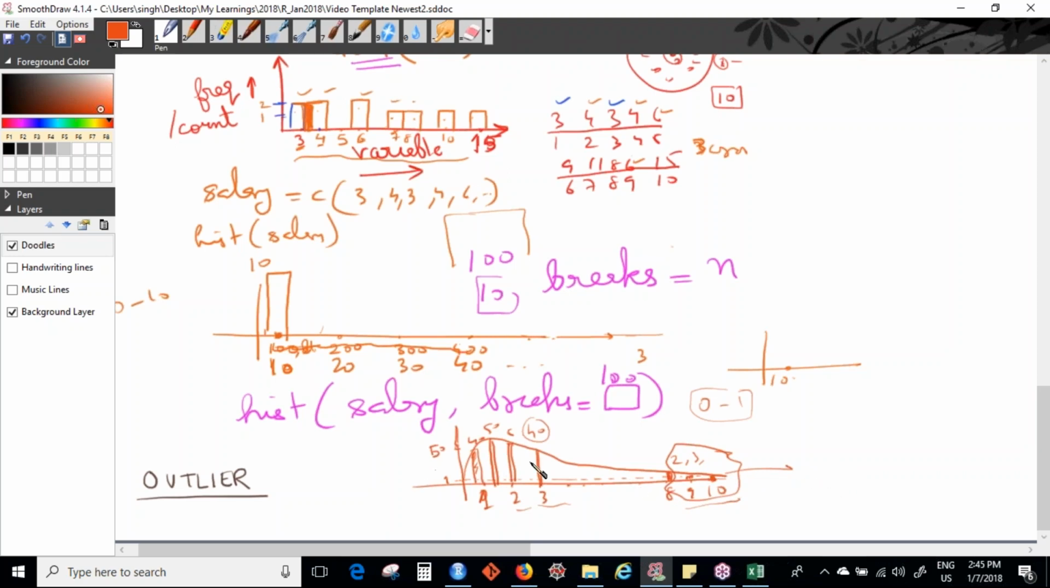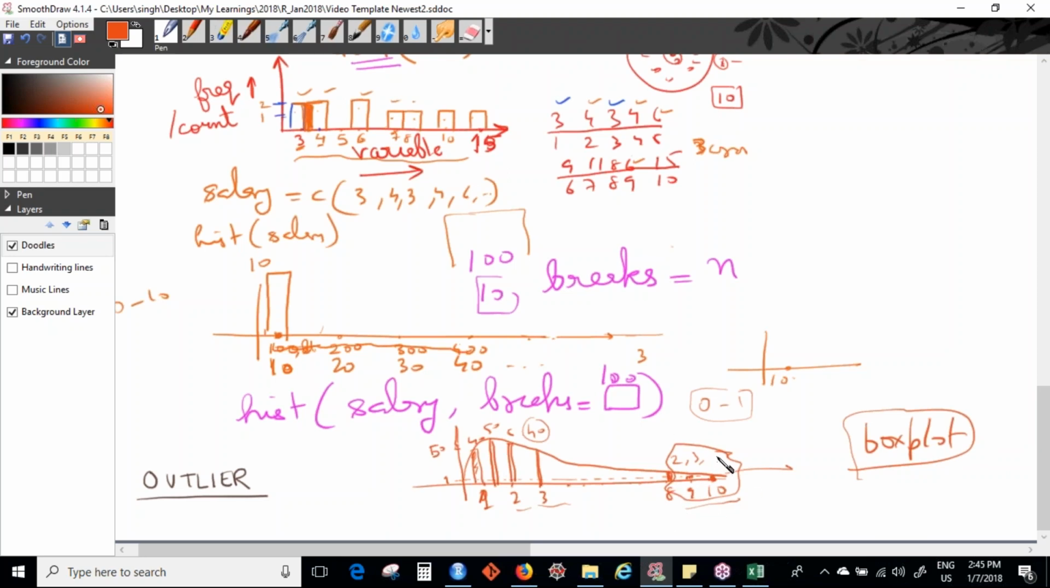Okay, so histograms help you identify such outliers. Later we will see another plot called box plot, which will directly give you what is an outlier and what is not. But this gives you an idea. It will not directly tell you, but it gives you an idea.